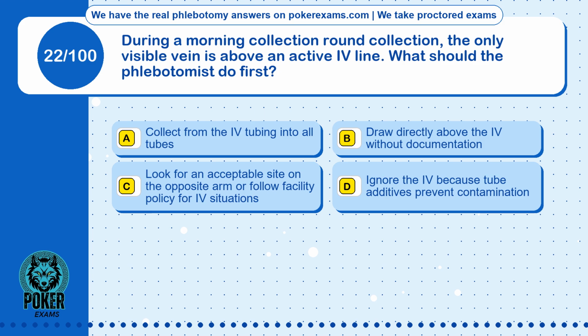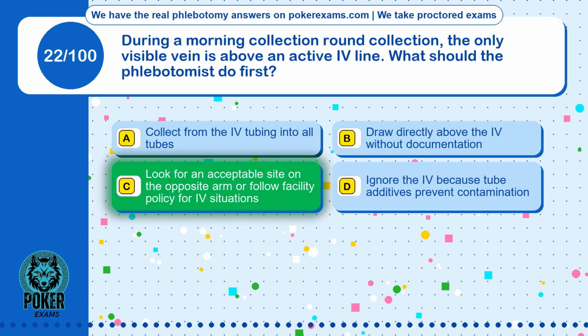Question 22. During a morning collection round, the only visible vein is above an active IV line. What should the phlebotomist do first? Option A. Collect from the IV tubing into all tubes. Option B. Draw directly above the IV without documentation. Option C. Look for an acceptable site on the opposite arm or follow facility policy for IV situations. Option D. Ignore the IV because tube additives prevent contamination.